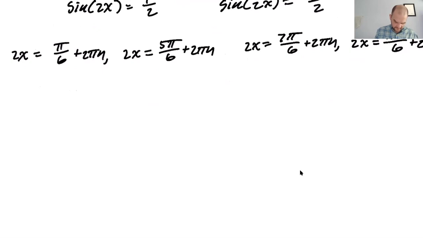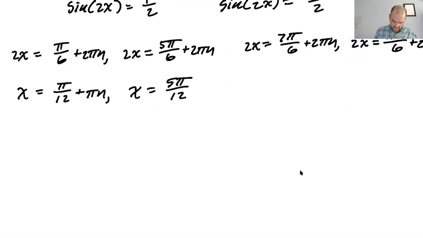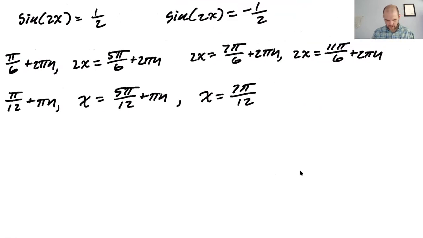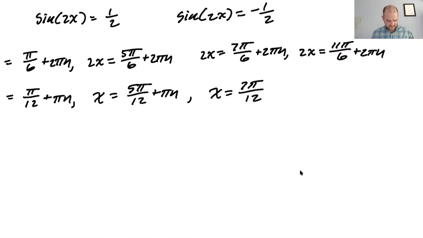So I'm going to combine all of these into one final-ish answer. Well, I really can't do that, so all right, here we go. So x is pi over 12 plus pi n. x is 5 pi over 12 plus pi n. x is 7 pi over 12 plus pi n. So we're getting all the pi over 12s.